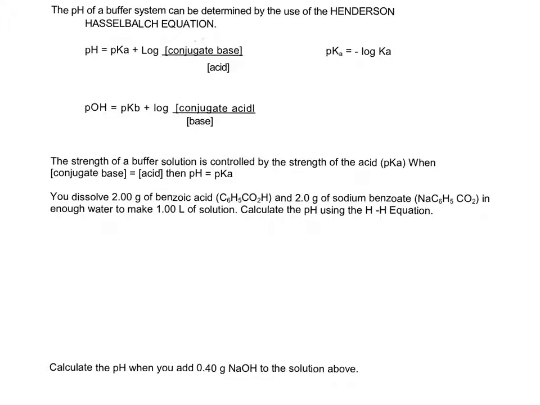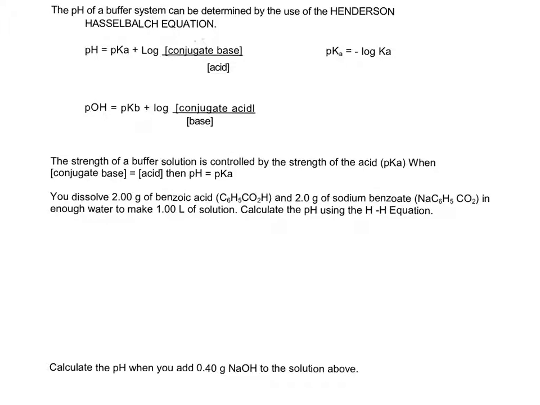So let's try a problem where we can use the Henderson-Hasselbalch equation to see how you can do it. So we're going to dissolve 2 grams of benzoic acid and 2 grams of sodium benzoate. So it's a weak acid and its salt to make a buffer. And enough water to make a 1 liter solution. We want to calculate the pH using the Henderson-Hasselbalch equation. So we're going to start out by writing our dissociation equations here.